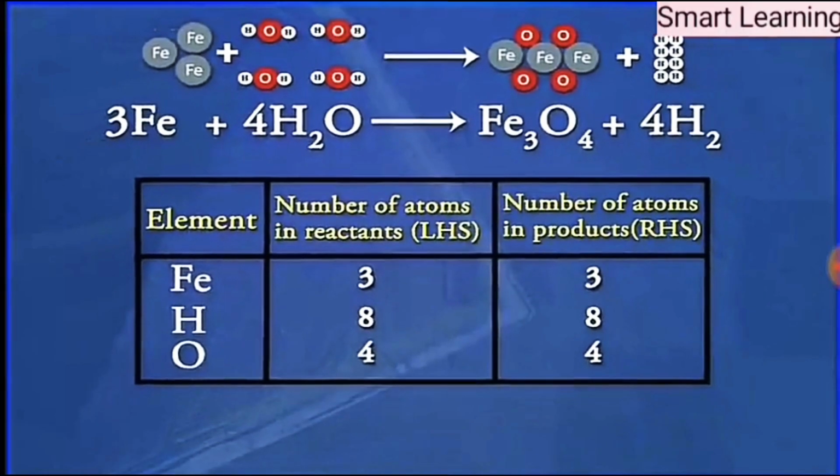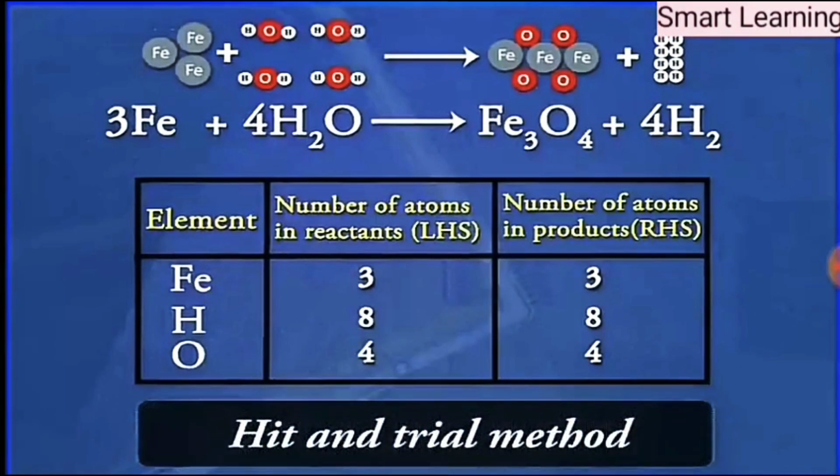This method of balancing a chemical equation is called the hit and trial method, as this method employs making trials to balance the equation by using the smallest whole numbers as coefficients.